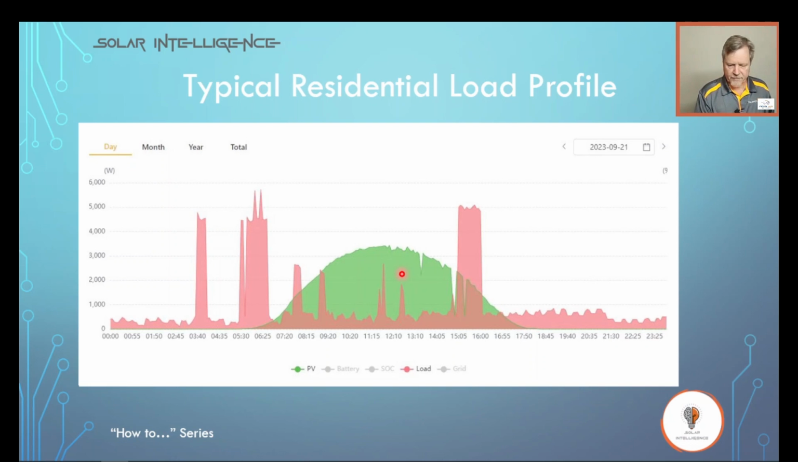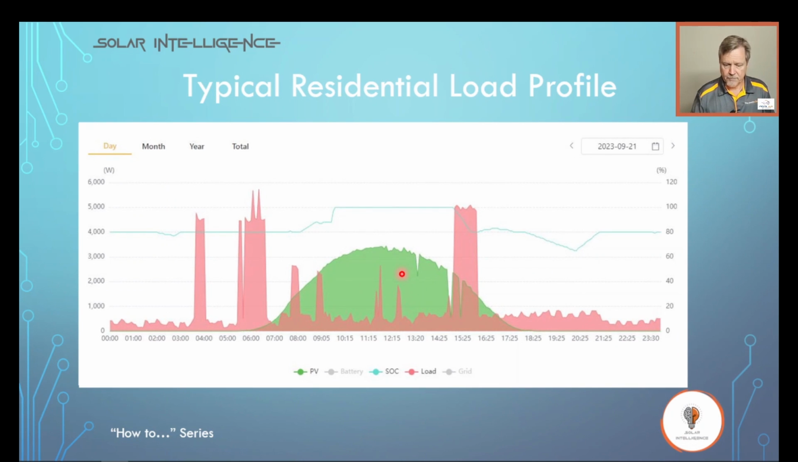So let's put on top of that now, we're going to get all the buttons sorted out, the profile of the battery. If you follow this thin little line over here, this line indicates the battery state of charge. And the battery state of charge is indicated as a percentage on the right hand side.